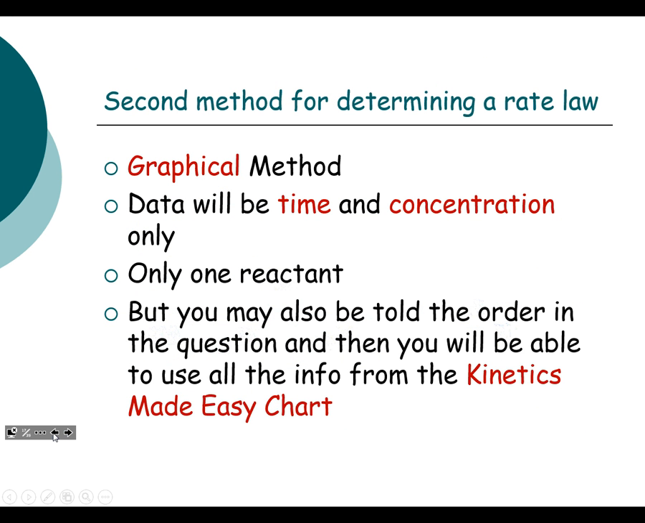The second method that we have is the graphical method. Couple things to remember. The data will only be time and concentration, and there'll also only be one reactant. One of the things you'll find though with the graphical method is sometimes they will say in the actual question, by graphing this data, it was found this reaction was first order. So you don't have to graph it. They just told you it was first order. So it's really important that you read carefully because a lot of times they give away a lot of stuff. So that's where the Kinetics Made Easy chart will come in really handy for you.